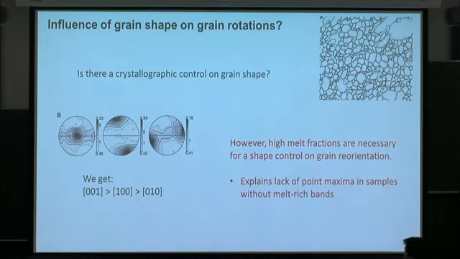Okay. All right. So we could use this to explain this point maxima. If this is a situation where we have a melt-rich band that moves through a sample, it frees up your compatibility constraints and allows the grain shape to control the rotations.